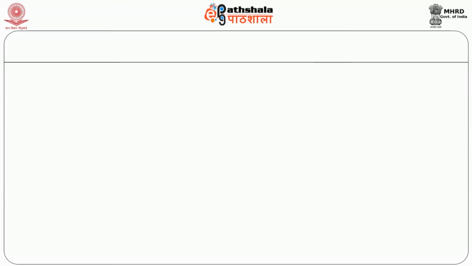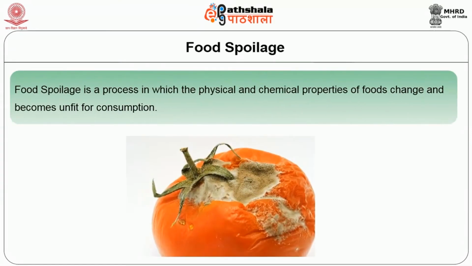First, we will see what food spoilage is. Food spoilage is a process in which the physical and chemical properties of foods change and become unfit for consumption. Many external forces are responsible for causing undesirable changes in the food which lead to spoilage. Such undesirable changes can be noticed by smell, taste, touch or sight.